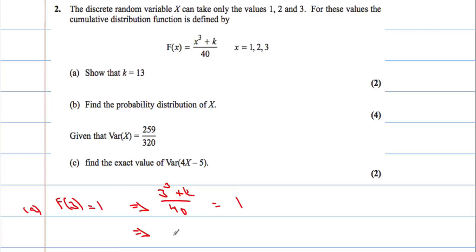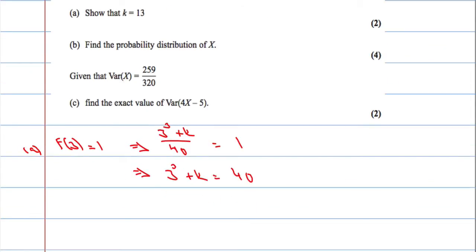Multiply both sides by 40. 3 cubed plus k must equal 40. 3 cubed is 27. I'm going to take 27 off both sides, so k must equal 40 take away 27, which is indeed 13.